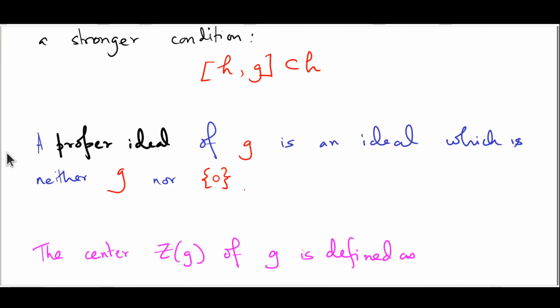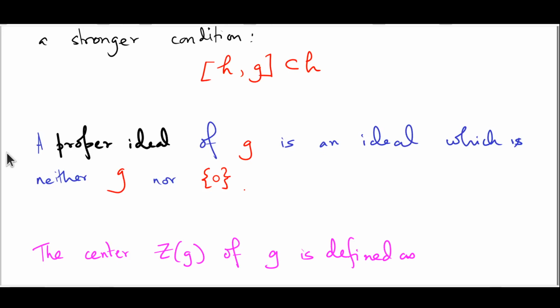Now, just as before, it is obvious that the Lie algebra G itself and the trivial subalgebra with only the null vector in it are not only subalgebras of G, they are also ideals of G, but they are rather trivial ideals of G. A proper ideal of G is an ideal which is neither of these two. And of course, not every algebra may have a proper ideal.